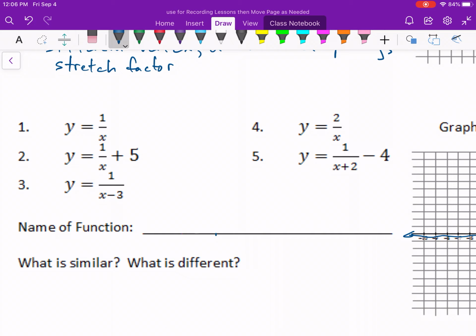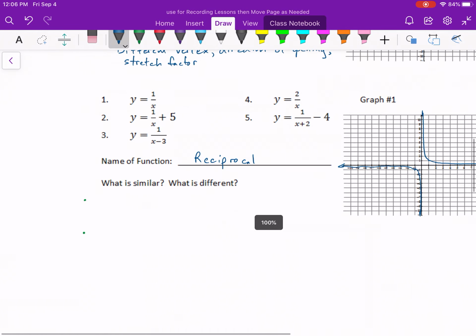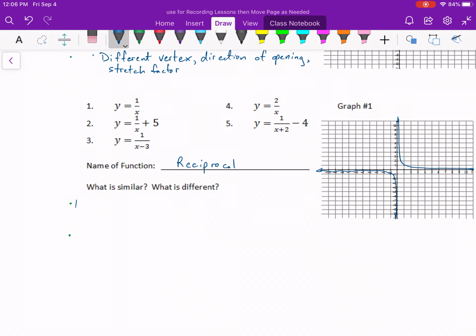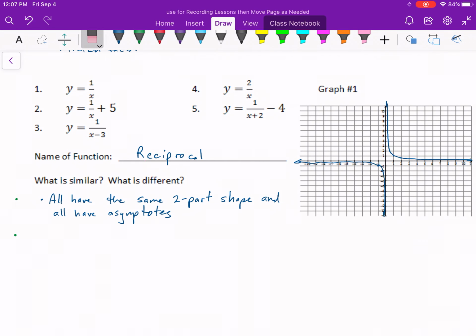So, what's this one? This is actually called a reciprocal function. And once you've got them all sketched, you're going to see that they all have the same two-part shape, like you can see here, and they all have asymptotes, both vertical and horizontal. What's going to be different about them is they're going to have different stretches and shifts of the graph. So it's going to have that same basic design, but it's just going to be shifted a little bit. All right?